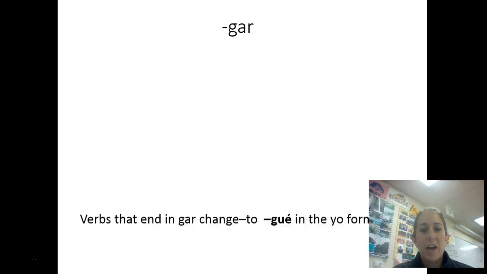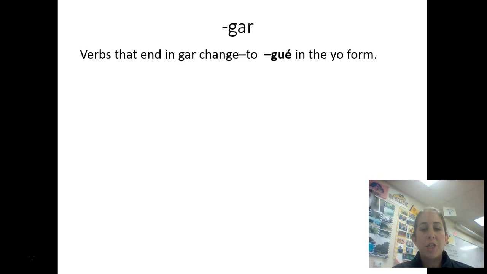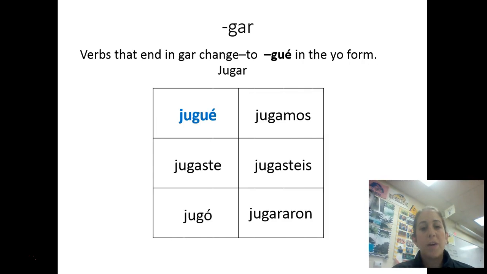All right, our GAR verbs change to GUE in the yo form. So, for example, jugar would be a great example. Jugué, jugaste, jugó, jugamos, jugasteis, and jugaron. Oh, there's another R in there. That should just be jugaron. Extra.